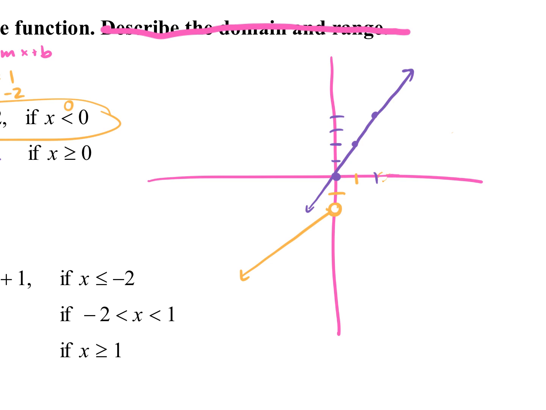But I have to check my restriction. I'm only talking about x values that are greater than 0. So is greater to the right of 0 or to the left of 0? To the right. So that means I erase everything to the left. And at 0, is it an open circle or closed circle? Closed, because it is greater than or equal to. So that makes it a closed circle.